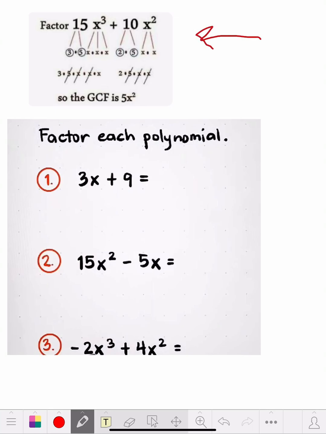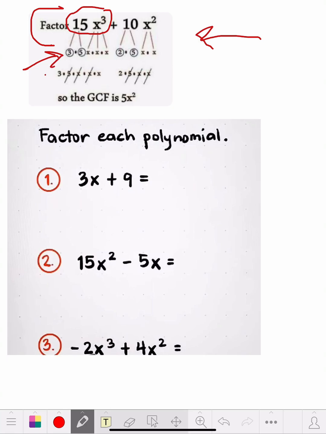The example they gave in this one is 15x cubed plus 10x squared. What you do is take each one of these. They took the 15x cubed and broke it apart. They asked, what are the factors of 15? It's 15 and 1, 3 and 5, and that's about it. Now, what are the factors of x cubed? It's x times x times x. So they wrote that down here.